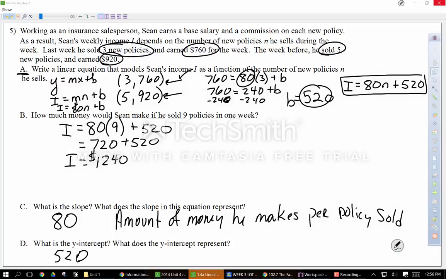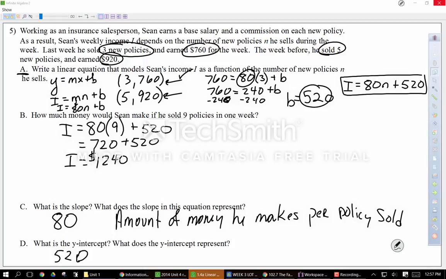Okay, and what does that represent? Well, that represents how much money he makes without selling a policy. That's the initial amount per week. So he can come in on a Monday morning, sit at his desk for 40 hours that week, and he'll bring home $520. Is that good? Well, that's up to you, to each their own. You might say, well, I don't have to work and I can make $520. Well, that's pretty nice, but his boss probably won't like it, so he probably won't last very long. But for the couple of weeks that he doesn't do it, he makes $520.